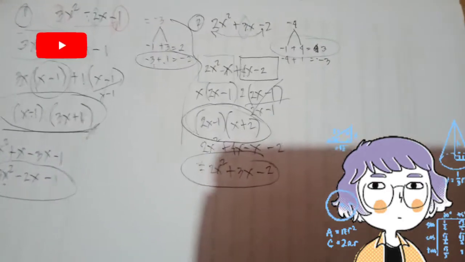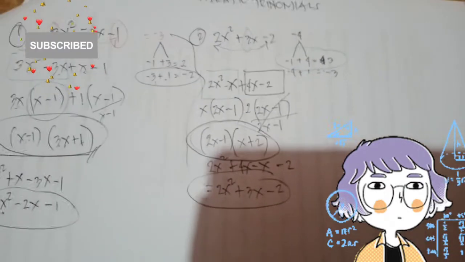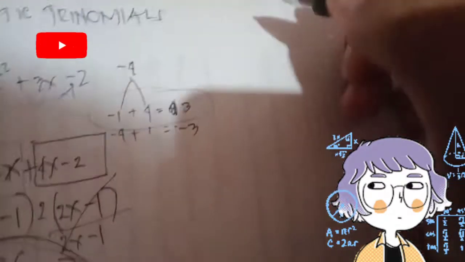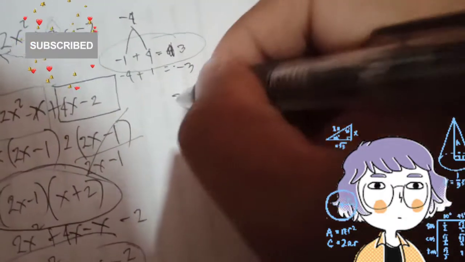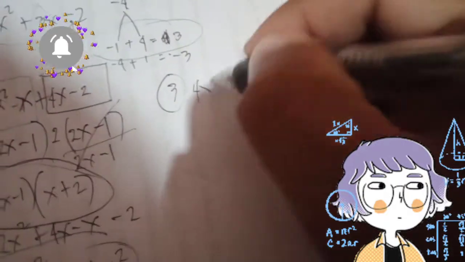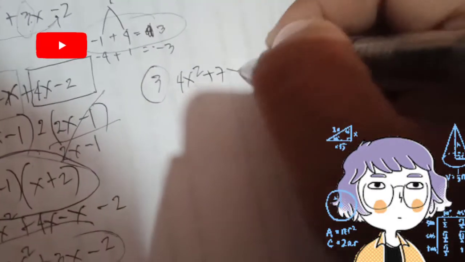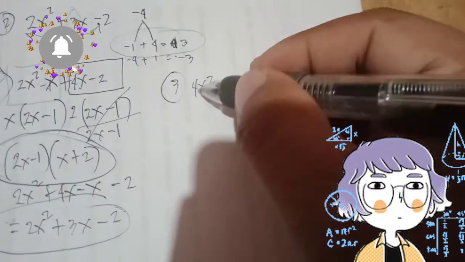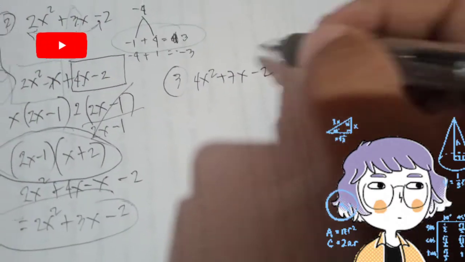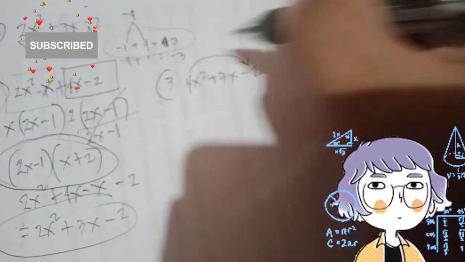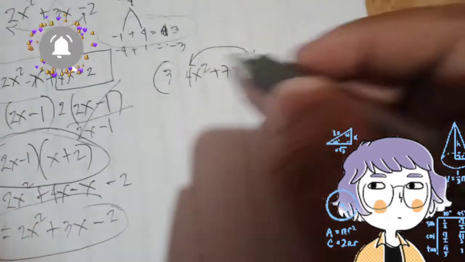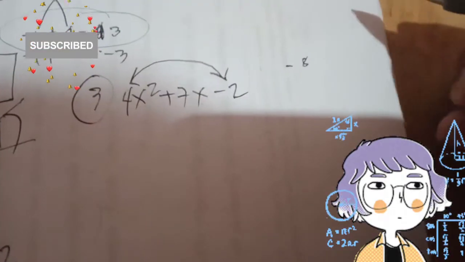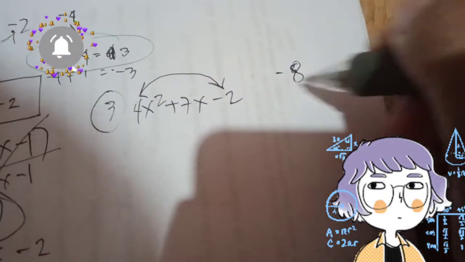Next example. Say for example, number 3 is 4x squared plus 7x minus 2. The first thing you have to do is multiply the first and the third terms. Negative 2 times 4 is negative 8. So factor this one.